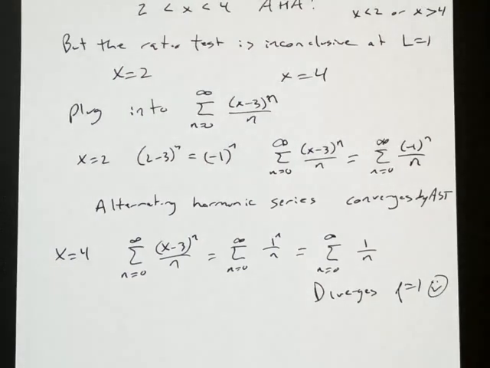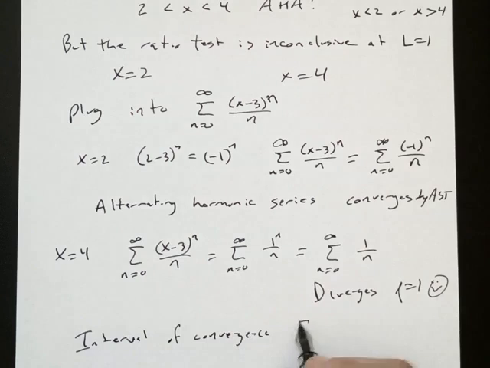Hey, wait a minute. We now know every x where this converges and every x where this diverges. It converges for all the x's between 2 and 4. It also converges for 2, which means my interval of convergence includes 2, but does not include 4.